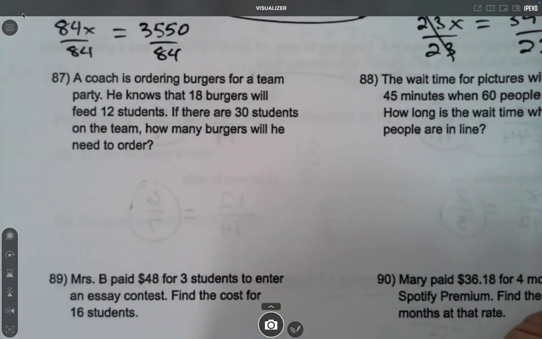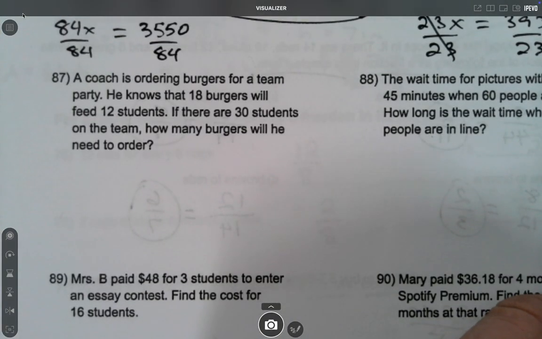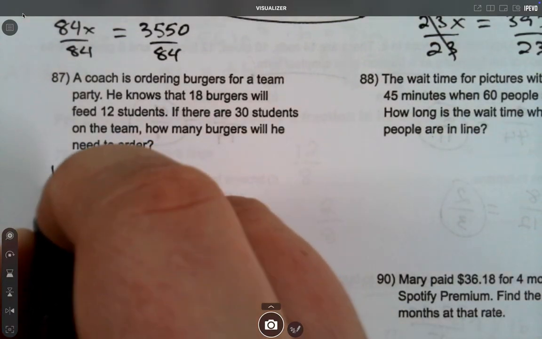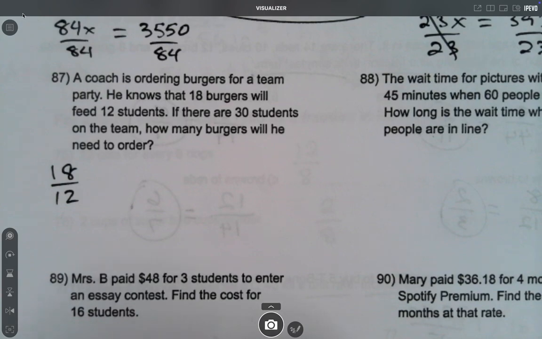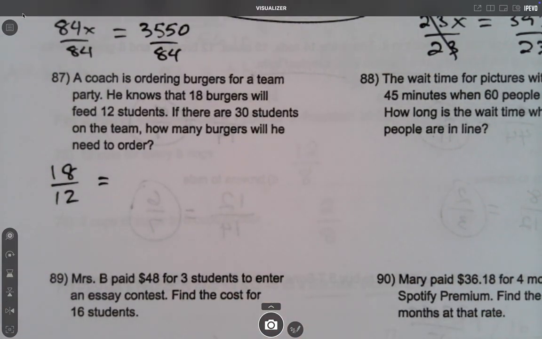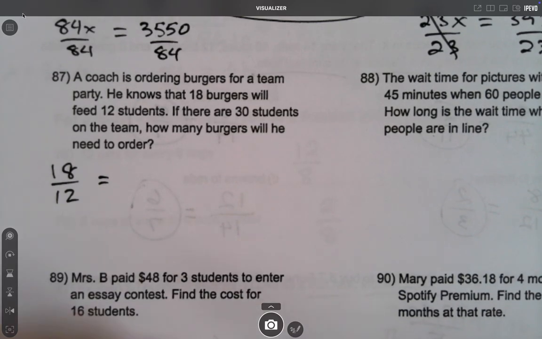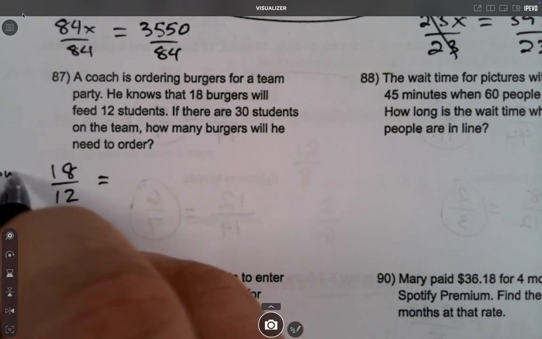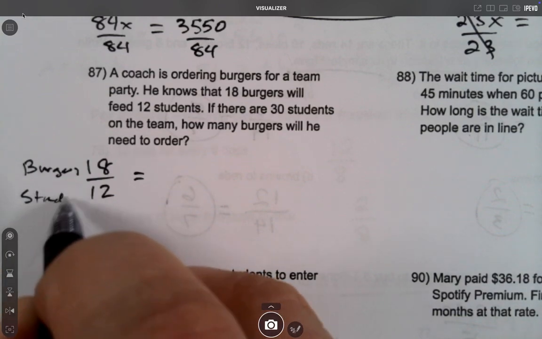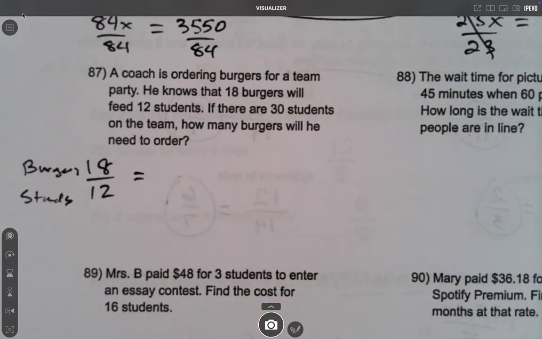Okay, a coach is ordering burgers for a team party. He knows 18 burgers will feed 12 students. So 18 burgers, 12 students. If there are 30 students, so here's what I'm talking about where it's important to make sure you put things on the same side. I put the burgers on top, and I put the students on the bottom. We'll just call them studs, that's better.